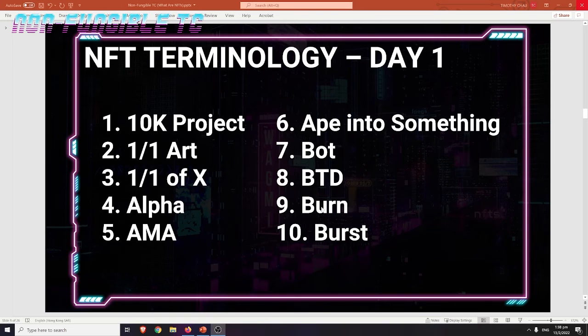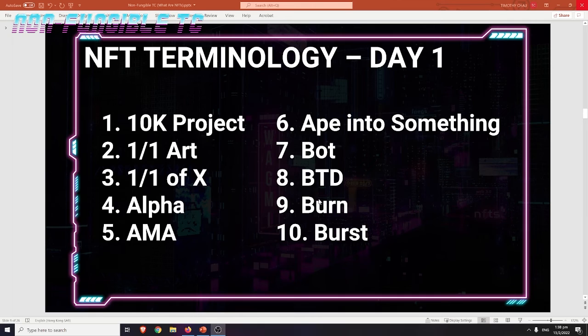Number 9 is burn. Burning an NFT essentially means destroying it, right? In some projects, an NFT owner is allowed to burn several NFTs to mint new and rarer ones. Some projects may choose to burn the unsellable NFTs in a collection, which are no longer transferable after being burned. So how does this work? Basically, there is an address called a burn address, which is like 00000 something, right?